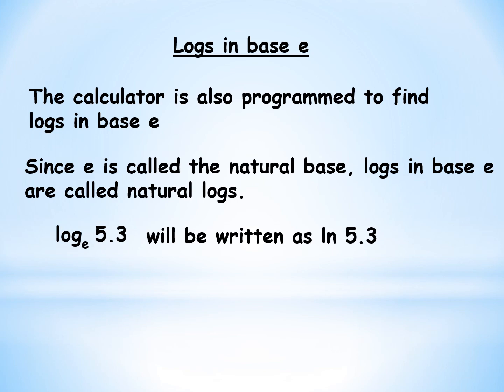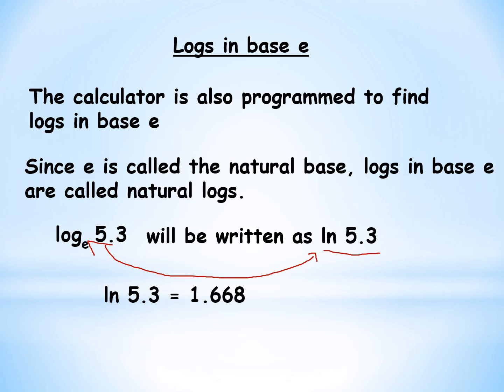You'll only see it written like this, but it's important that you realize that these here are the same exact thing. So again, you've got a natural log button on your calculator. So the natural log of 5.3 is 1.668. Make sure you get that when you use your calculator. And again, we usually round to 3 decimal places.